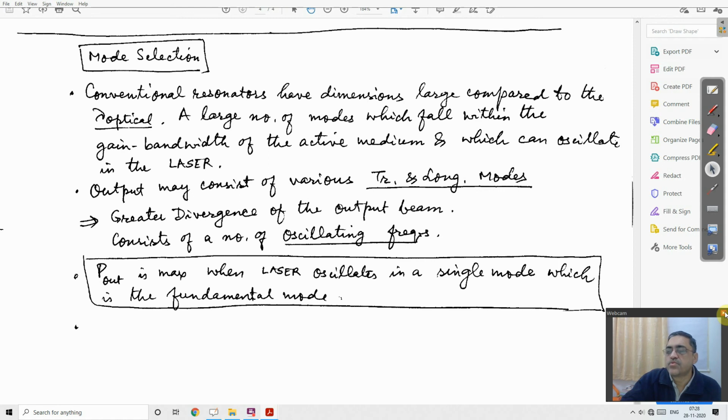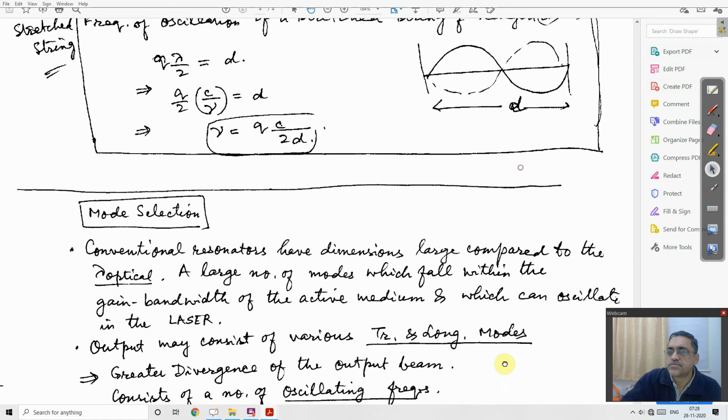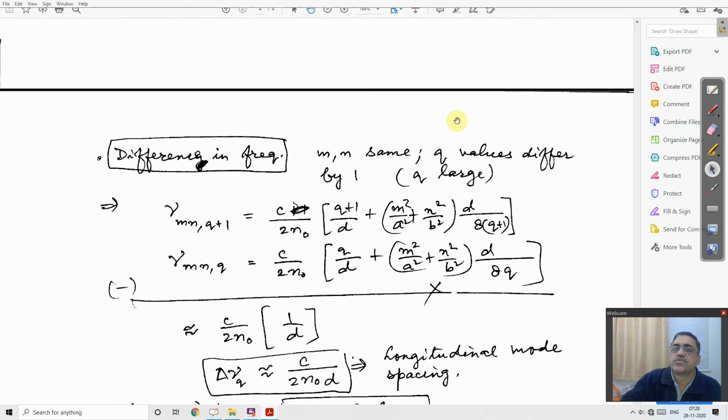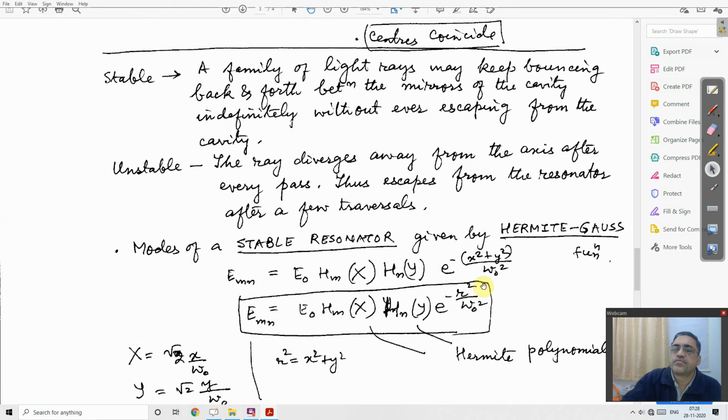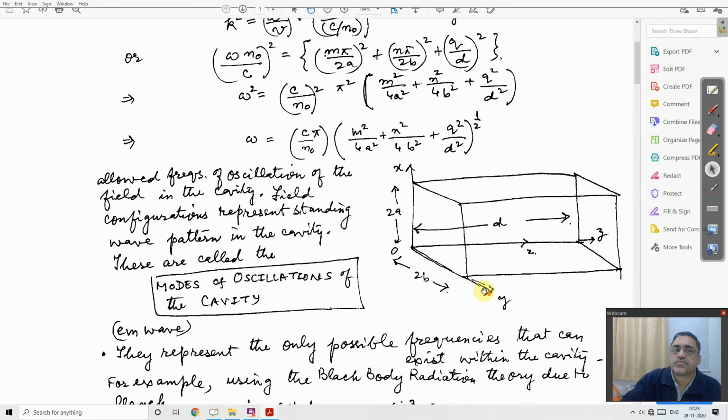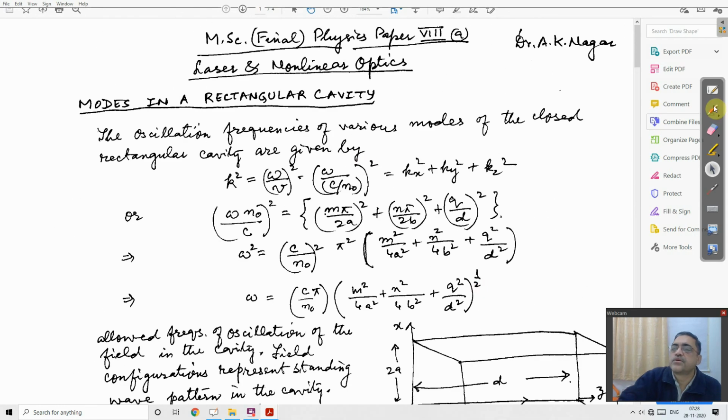So for now, it is this much. You may see it in any book, and you may refer to Thyagarajan and Ghatak also, Svelto, Yariv, Demtröder, and we shall meet during the next lecture.